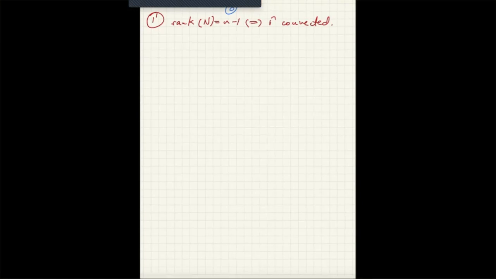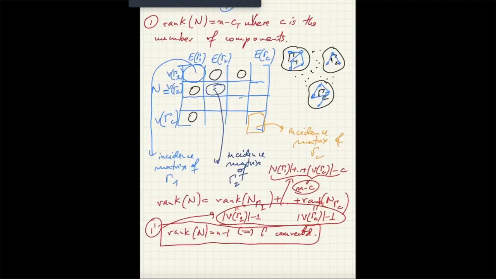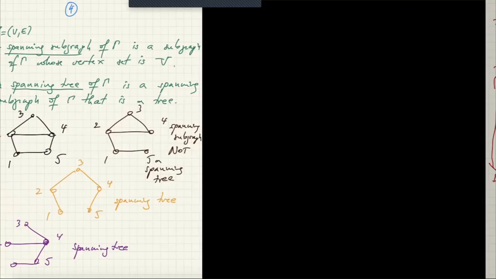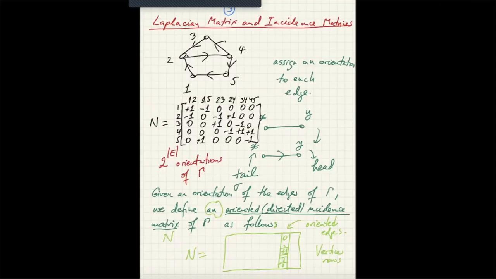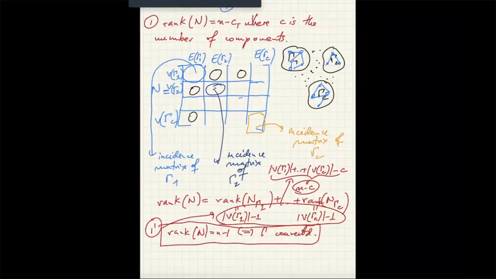Well, let's make the following observation. Let's look at this example. If you look at this matrix, on each column you see a 1 and you see a -1, okay? So if we add up all the rows, we get a 0. That should be clear.